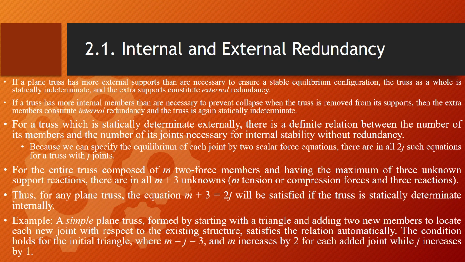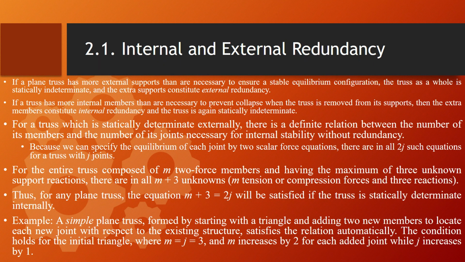For a truss which is statically determinate externally, there is a definite relation between the number of its members and the number of joints. We specify the equilibrium of each joint by two scalar force equations. Now there are in all 2J equations for a truss, where J represents the number of joints.